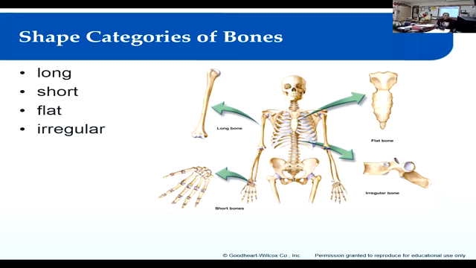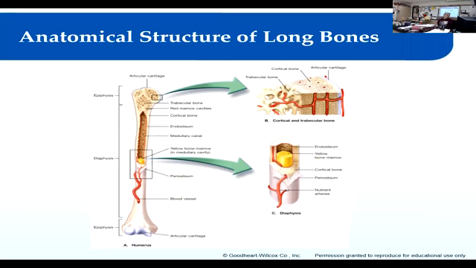Okay, anatomical structure of the long bones. Okay, so this is a good picture. It coincides with the picture if you want to follow along on 114. You can see it a little bit better. So it has two basic parts. All of the long bones do.